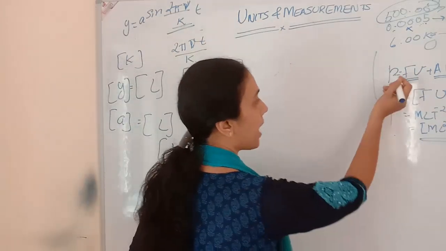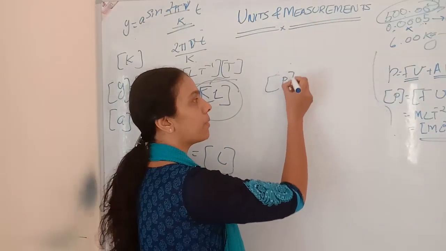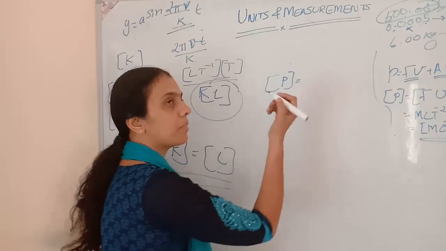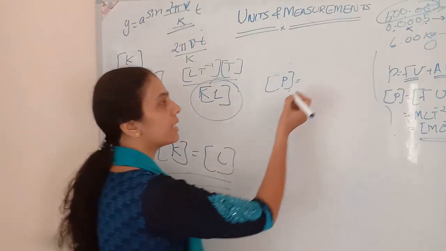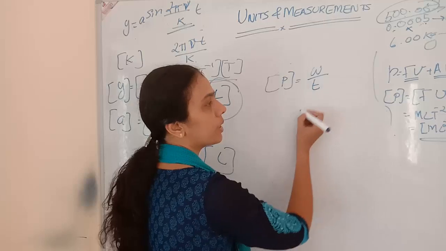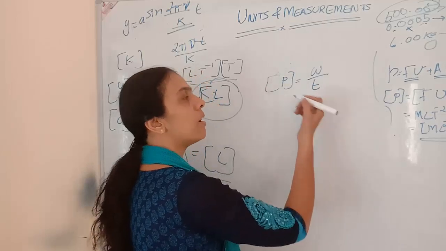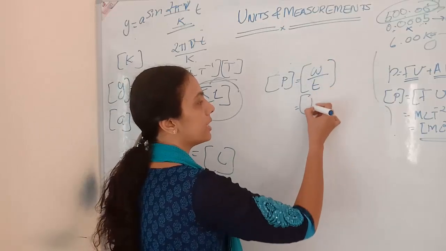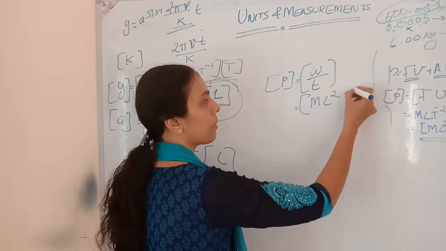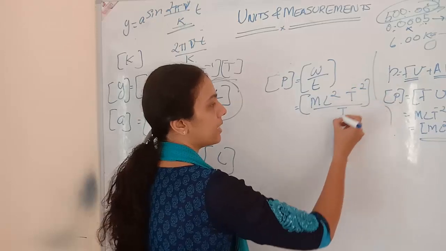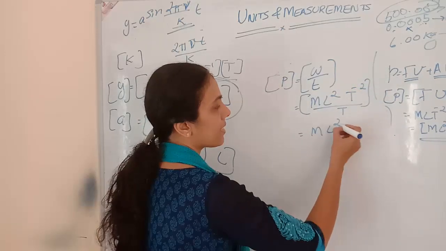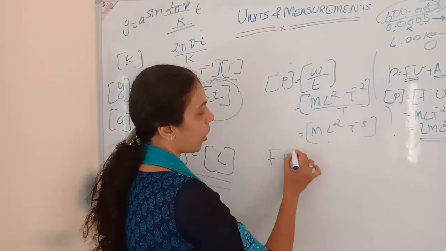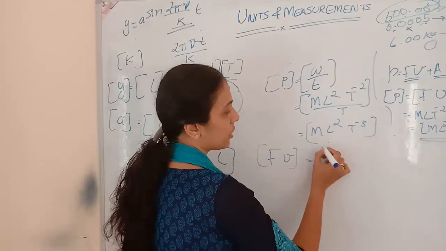Dimensional validity means you should find the dimensions of each term separately. Power means how can we find the power? The power in an equation is work done divided by time, the rate of work done. Work done, what is the formula? Work done will be equal to energy. What is the formula for energy? ML squared T to the power minus 2 divided by T. So we get ML squared T to the power minus 3. Next, FV we already got as ML squared T to the power minus 3.